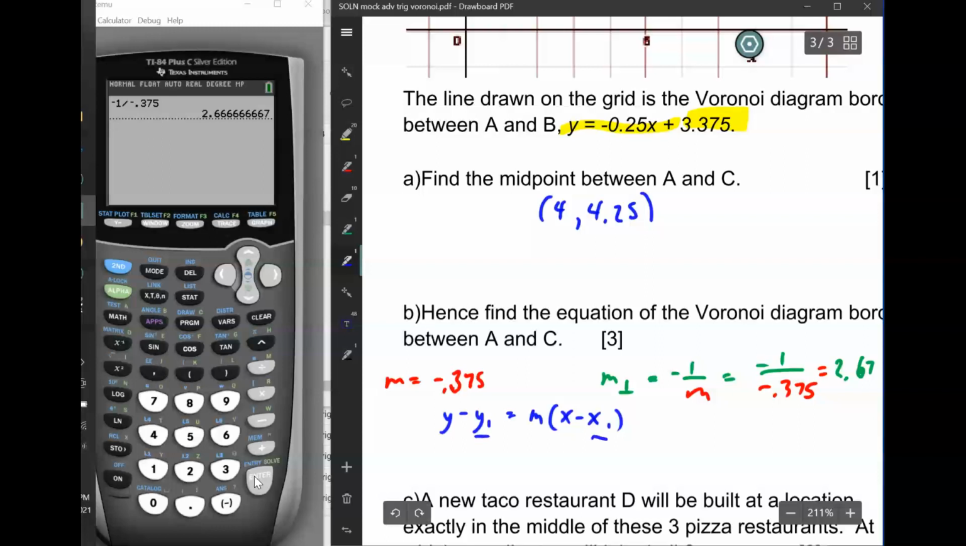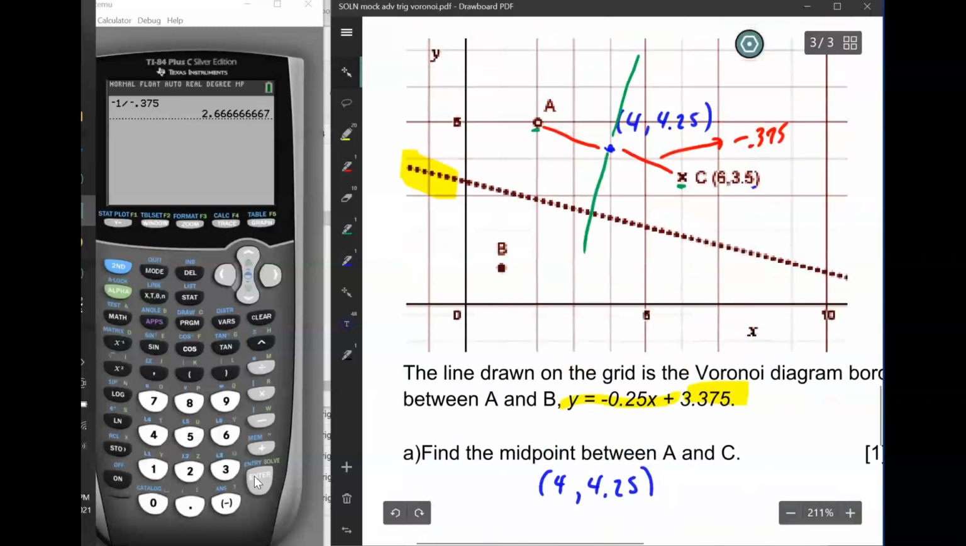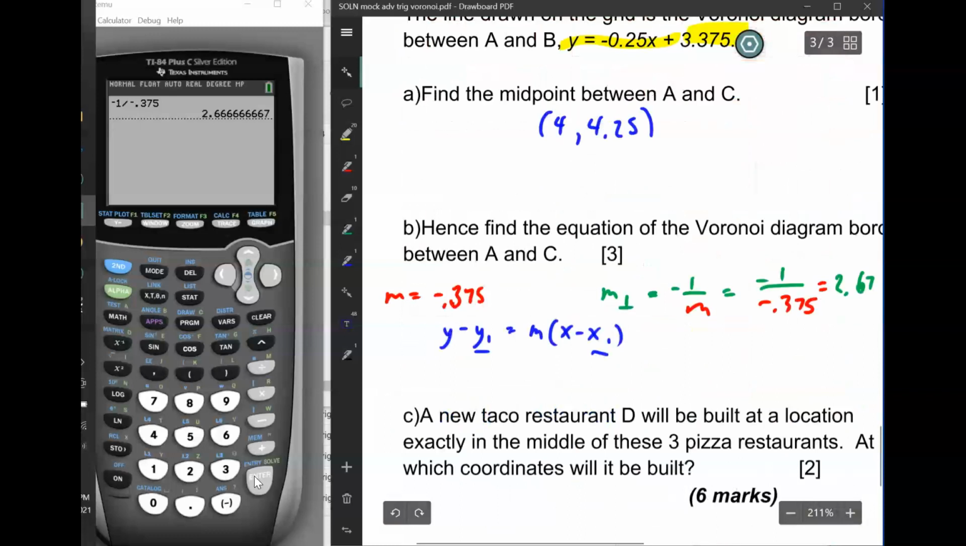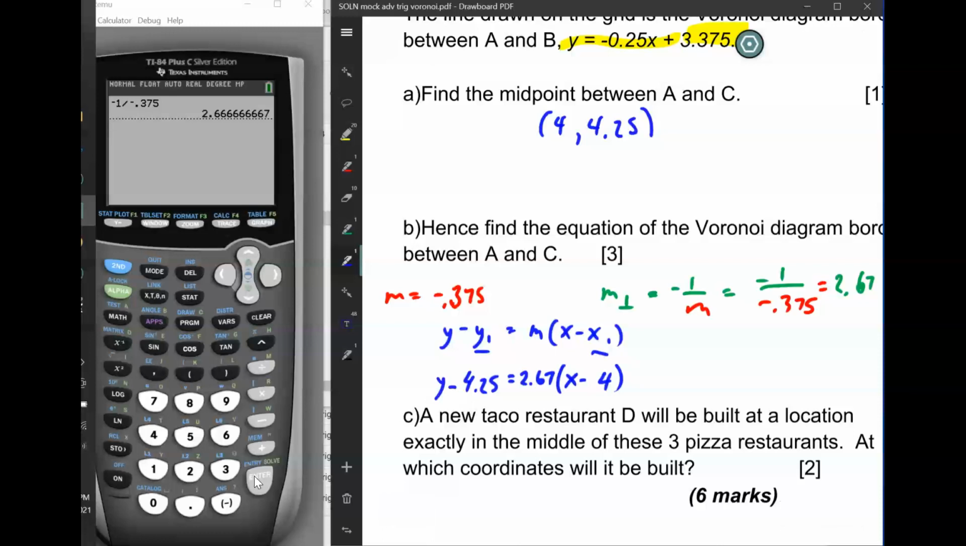What are y1 and x1? They are the coordinates of the midpoint, which is 4, 4.25. The 4 goes in the x1 and the 4.25 goes in the y1. What about the m value? The m value is the slope, which here we found out was 2.67. So it's 2.67 times parentheses x minus 4 on the right side. On the left side, we have y minus 4.25, and we're done. That is the equation of the Voronoi diagram border. It's in point-slope form.